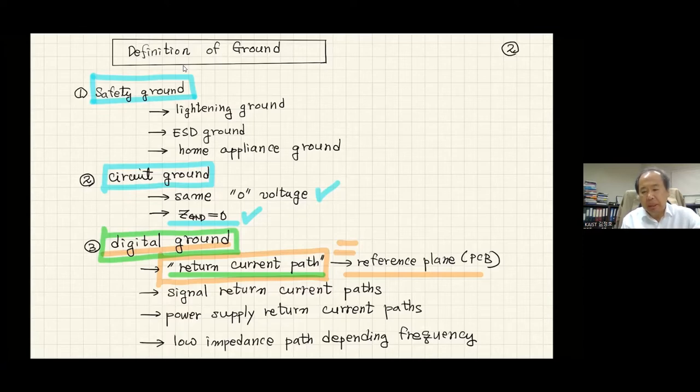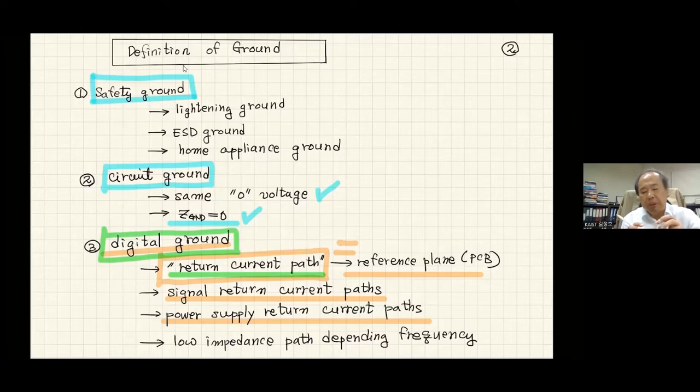And in digital ground, we have two different paths. First one is signal return current path, and second one is the power supply return current path. As I discussed in the previous class, depending on whether you are in a charging process or discharging process, or depending on whether your signal line is referenced to the power plane or the ground plane, return current path will be different.